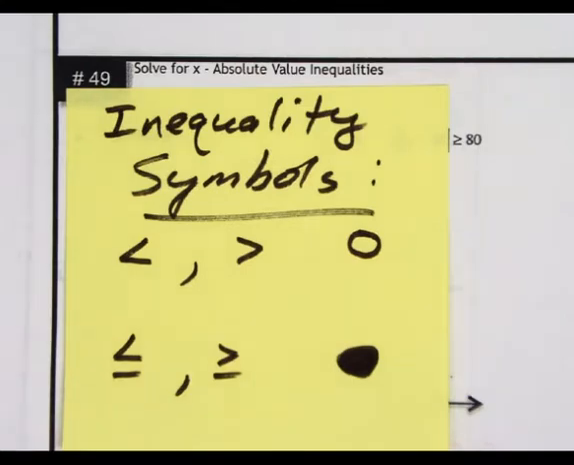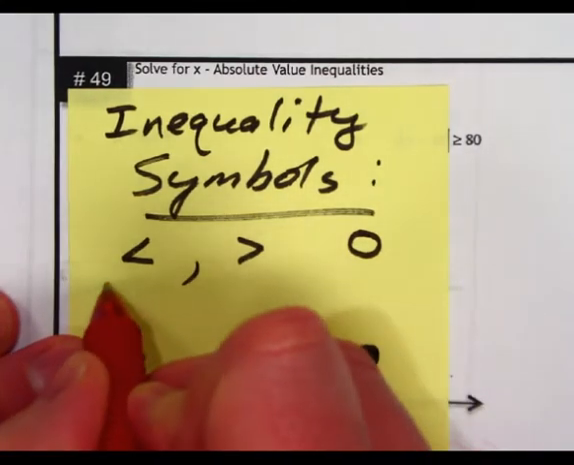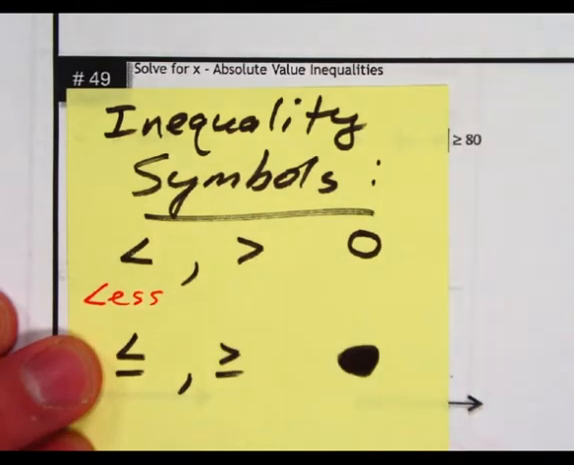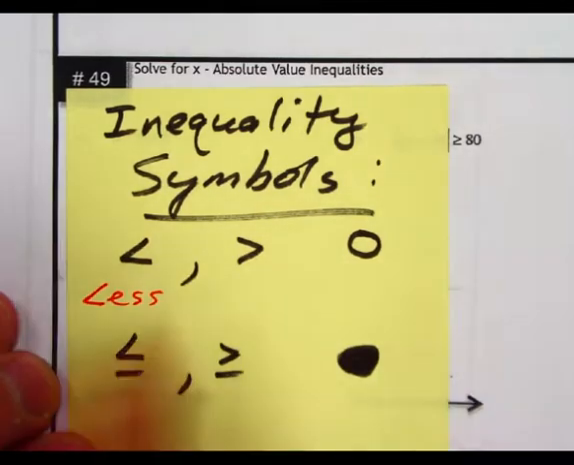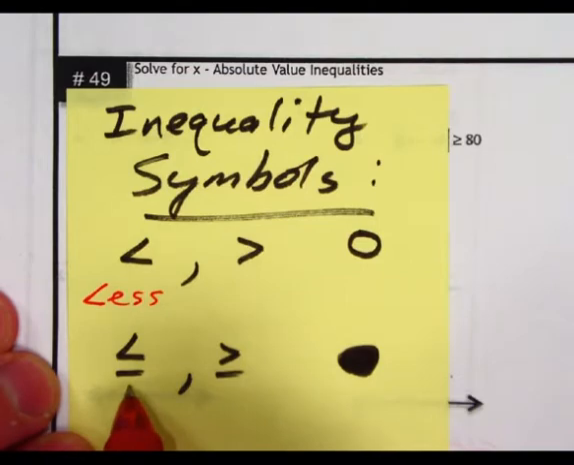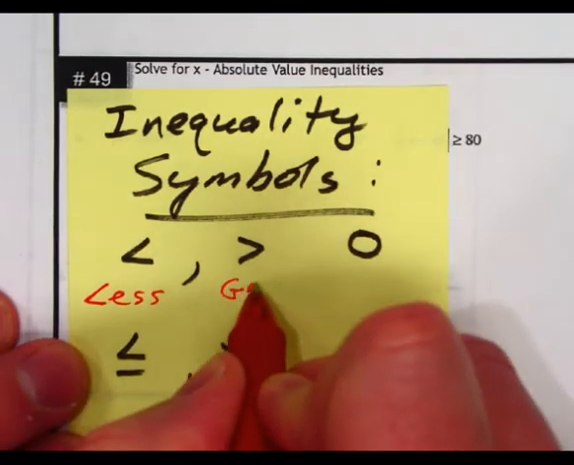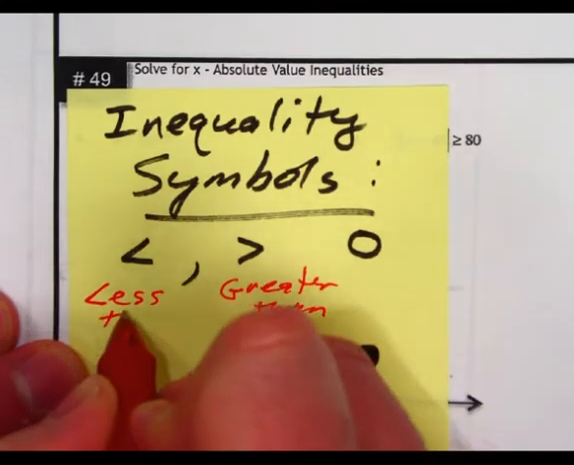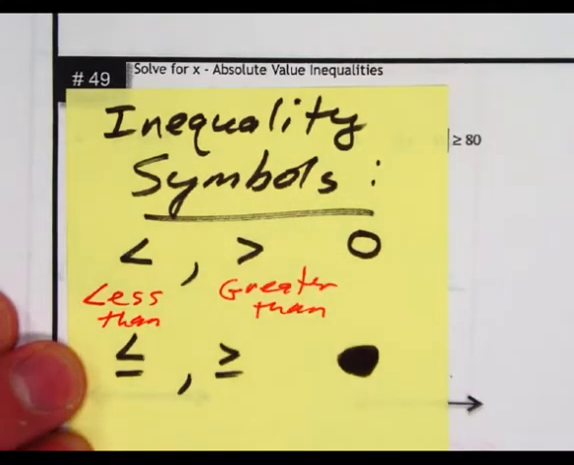Now the way I remember them, if I'm going to write the word less, it has the letter L in it. This one looks like a letter L, and that's automatically less. So this is less than or equal to. This one then obviously is our greater than. So we have less than and greater than, and then we have less than or equal to, greater than or equal to, open and closed circles when we shade them.